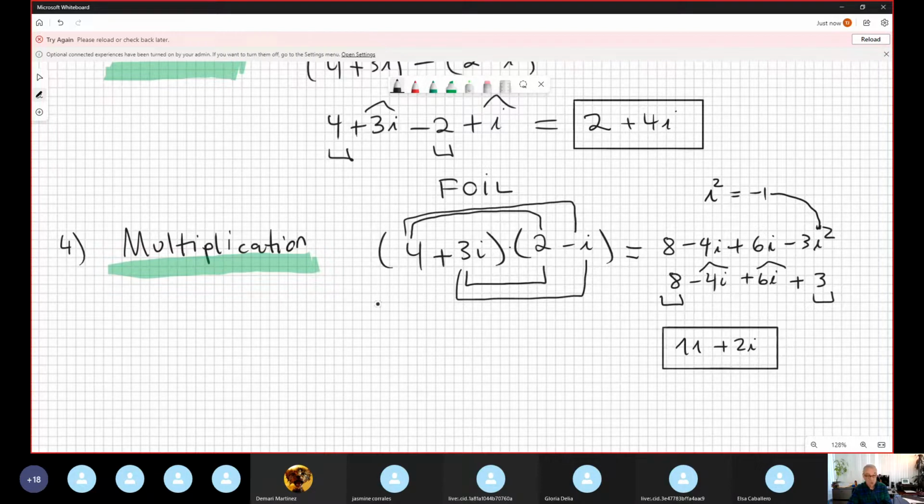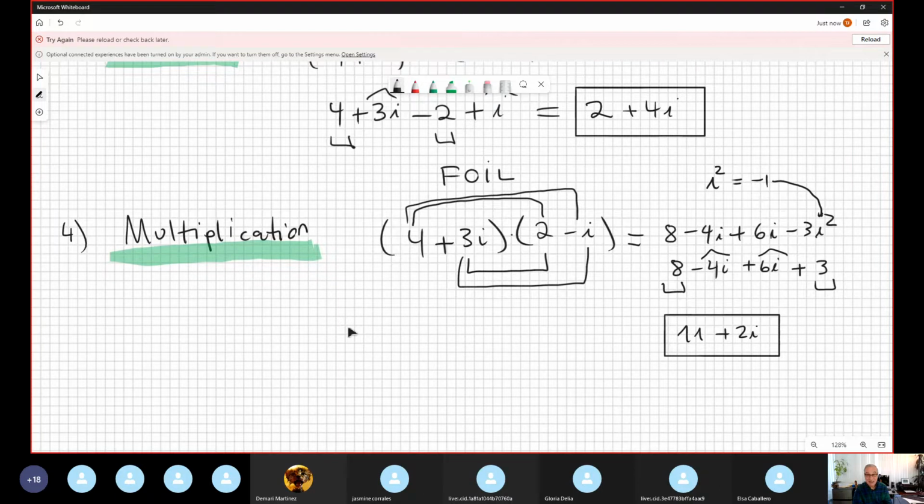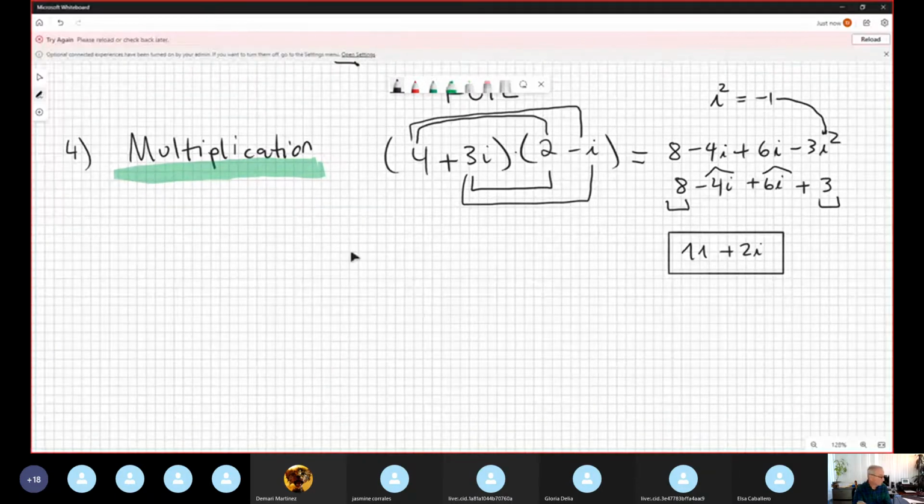Do you understand very well multiplication? And don't forget, if you write your final answer using i squared, this is totally incomplete.